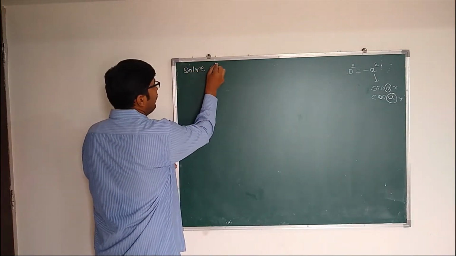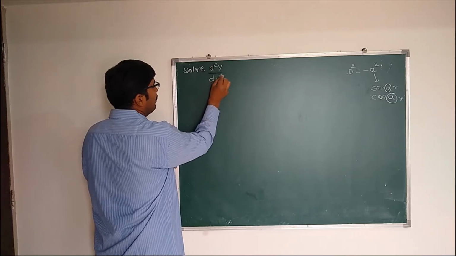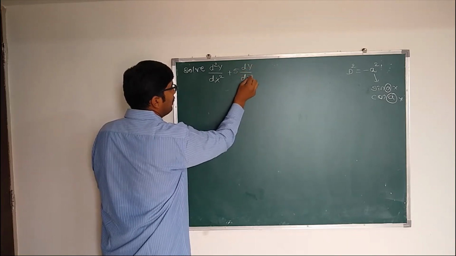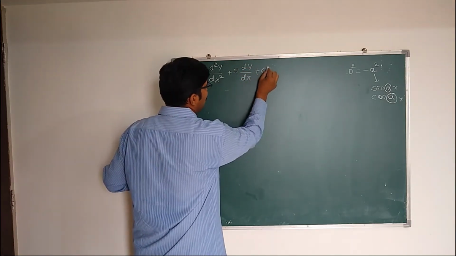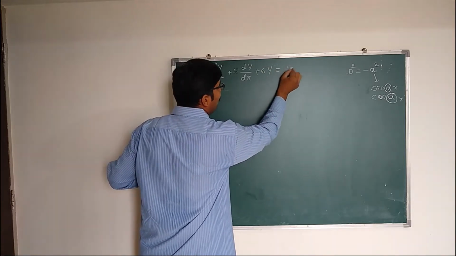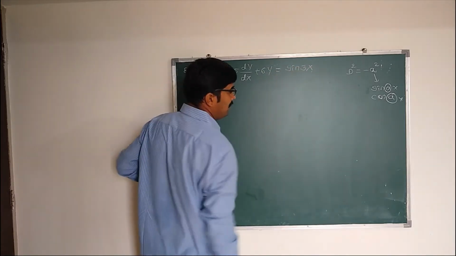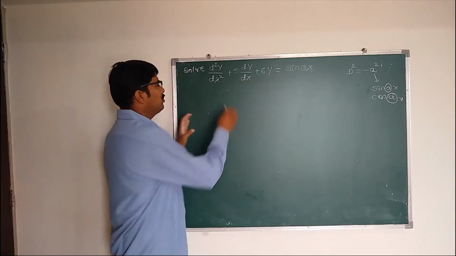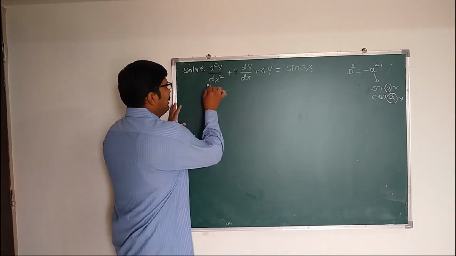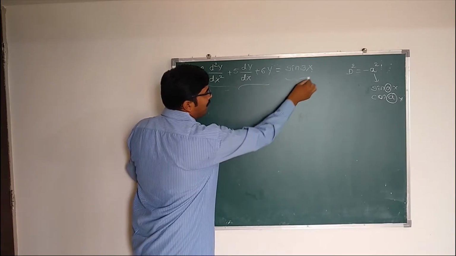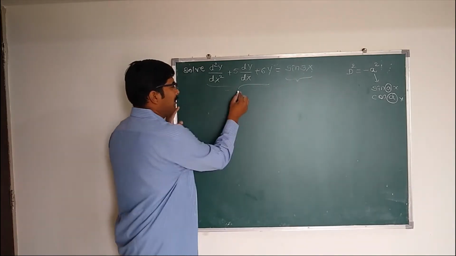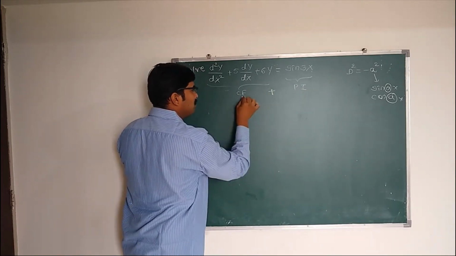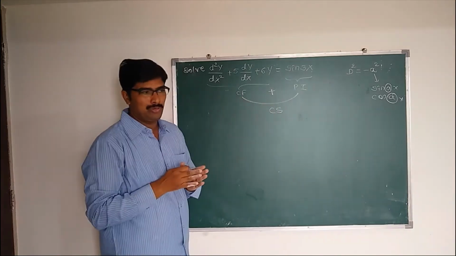Solve d square y divided by dx square plus 5 dy by dx plus 6y is equal to sin 3x on the right hand side. So first I will write the auxiliary equation for this. First we have to make two parts: the left hand side part is the first one and the second part is sin 3x. The complementary function is obtained by the first, the particular integral is obtained by the second. If you add these two terms, you will get the complete solution.